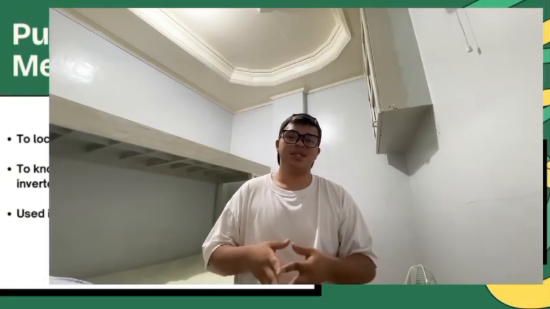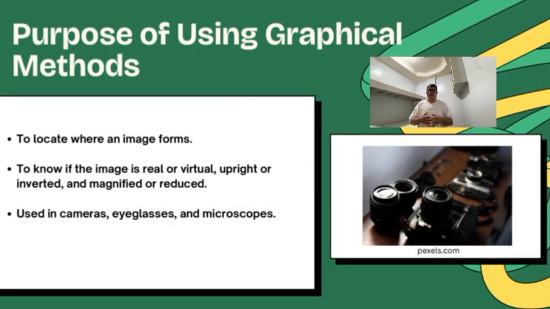So why do we use this method? Of course, we use this to easily see what kind of image is formed: if it's real or virtual, upright or inverted, or even bigger or smaller. This concept is also used in optical devices like cameras, laboratory microscopes, or even eyeglasses.